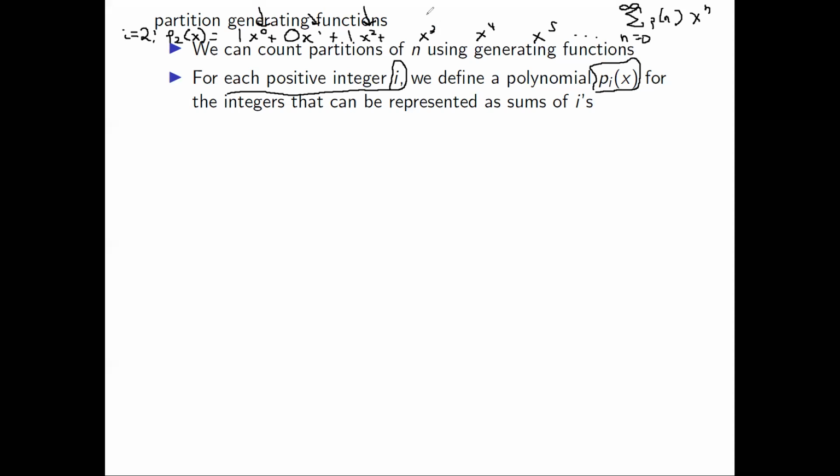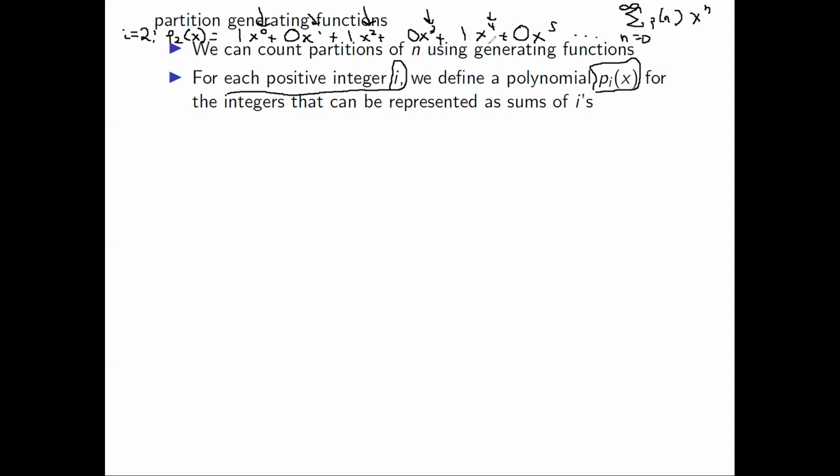Now we can look at the x to the 3. How many ways to write 3 as a sum of 2's? There's no way, because 3 is odd, so 0 in front of that. And then 4 is our next power. 4 we can write as a sum of two 2's, and that's the only way. So we have a 1 in front, and we have a 0 in front of the x to the 5th, and so on.